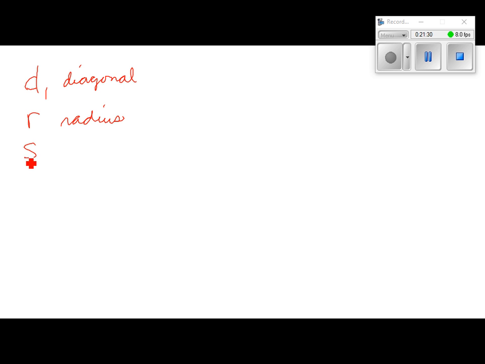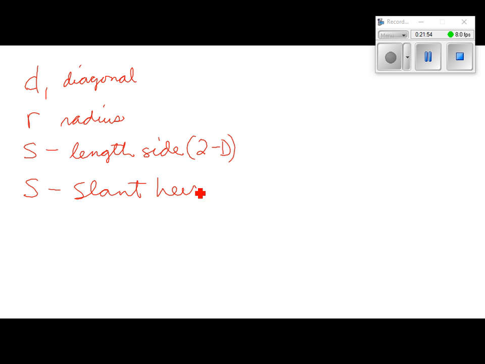On a lot of the stuff, you'll see an S. That S is the length of a side. If it's a 2D shape, a two-dimensional shape, that's just the length of a side. But then you get the S's on some of the three-dimensional shapes, and that's the slant height. So don't get the S's for two-dimensional and the S's for the three-dimensional shapes confused. H is the height, and that works for two-dimensional and three-dimensional.